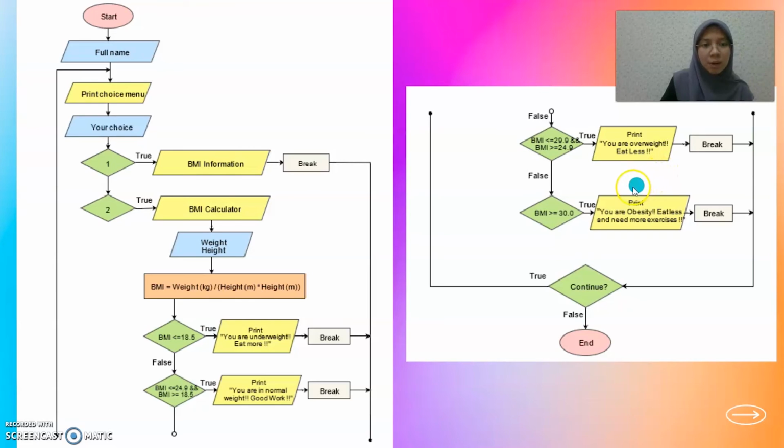After the system prints the status of BMI, the system will ask the user if they want to continue. If the user wants to continue, the system will start back from the print menu. If not, the system will terminate.